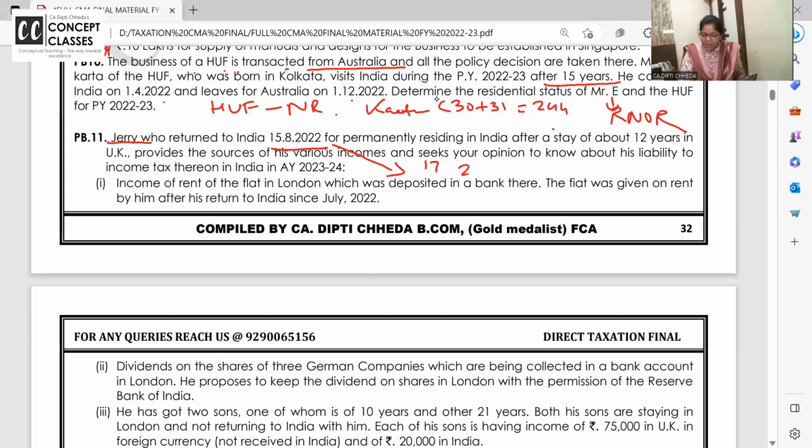Go on putting the days. 229 days. Are you writing the answer also? 229 days he is in India. So he is said to be resident. But he came to India after 12 years. So in the preceding previous years, out of 10, 2 years, he was not in India. Out of last 7 years, 730 days, he was not in India. Right? So in that case, he is said to be resident, but not ordinary resident.